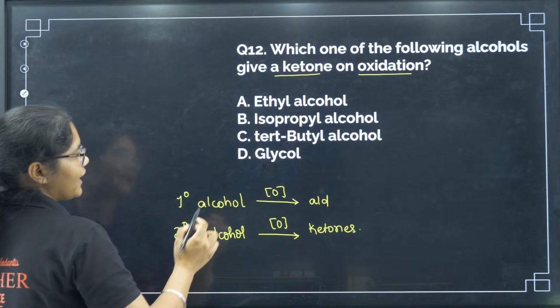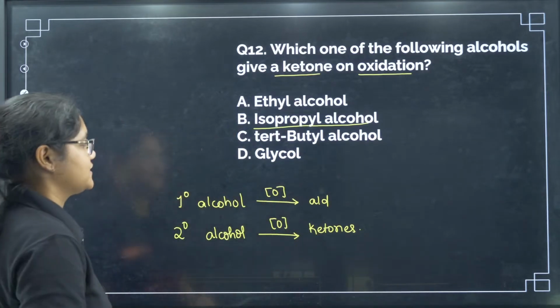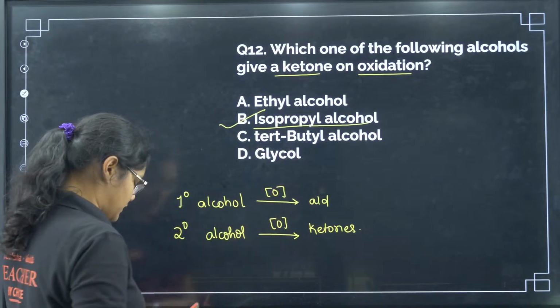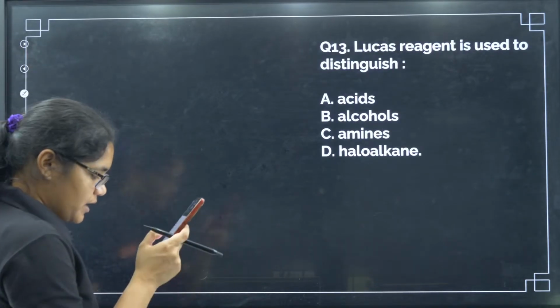Okay, so we have isopropyl alcohol, which is a secondary alcohol. So secondary alcohol will give you ketones. So that is why option number B. Yes, 12B is correct here.